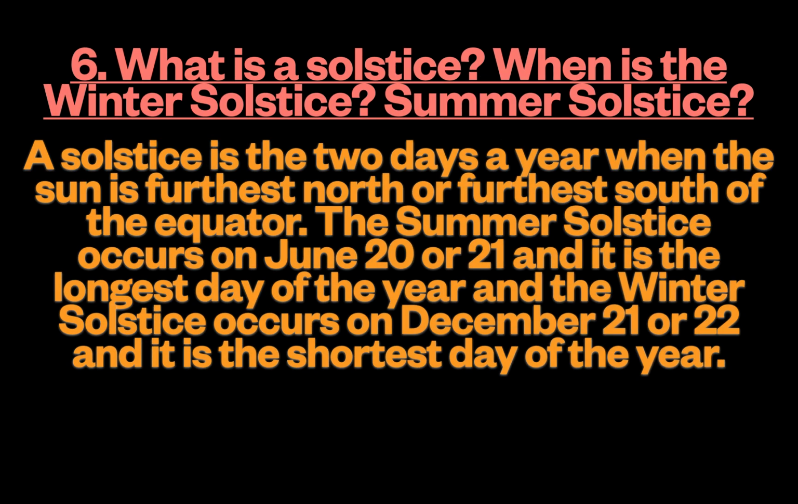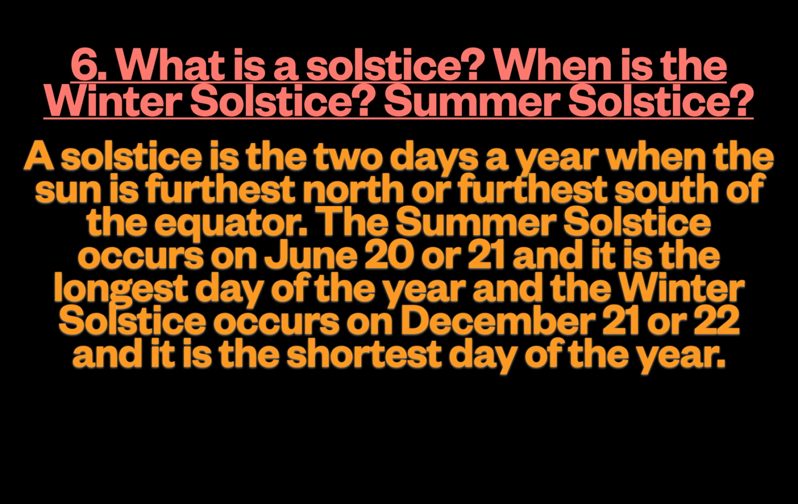All right. Number 6. So let's talk about the seasons. Now, in space and on Earth, we have 4 different days that give us different seasons. And the first ones we're going to talk about are the solstices. Okay? A solstice is the 2 days a year when the sun is either furthest north or the furthest south of the equator.